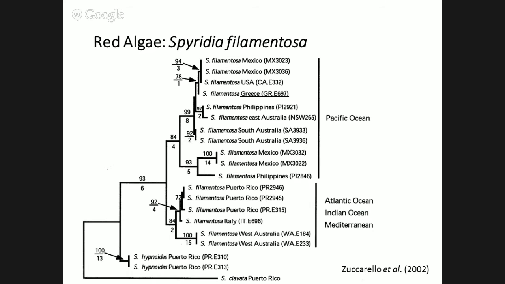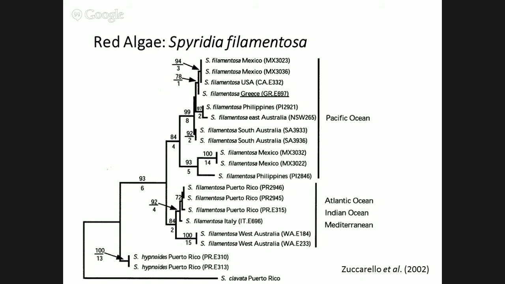The top one being termed the Pacific Ocean clade because it contains specimens from the Pacific Ocean, except for Greece, of course, up here. And then this bottom group that had a whole variety of things that fell into the species concept of Spiridia filamentosa, including things from the Atlantic Ocean, the Indian Ocean, and the Mediterranean.